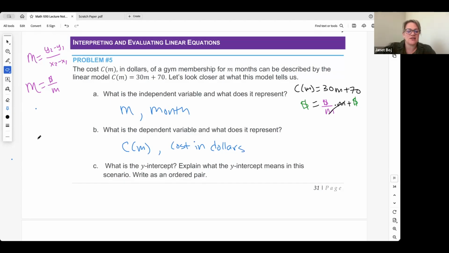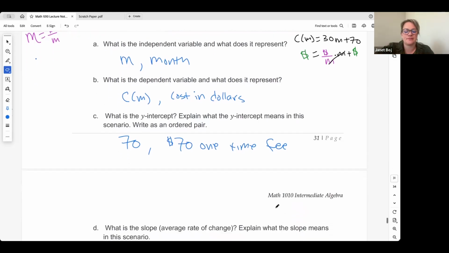What is the y-intercept? The y-intercept is 70. And what does that mean? We're getting a gym membership. It's $30 per month. What does 70 mean? 70 is a one-time fee. So there is a $70 one-time fee. This could be your sign-up cost. Come register for the gym, pay $70 and then $30 per month.